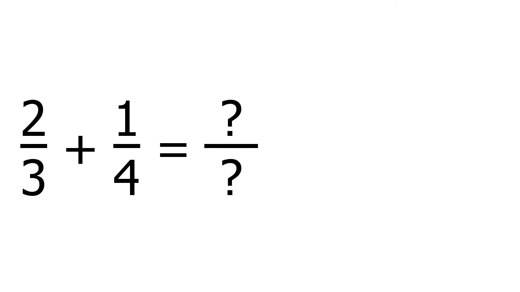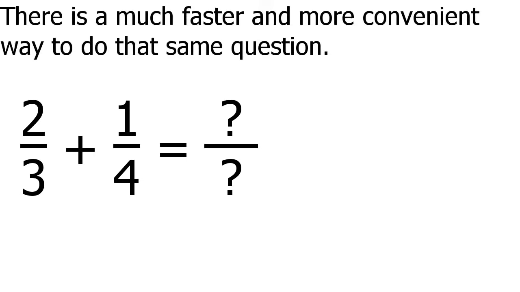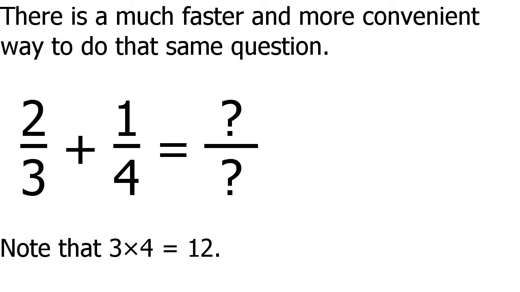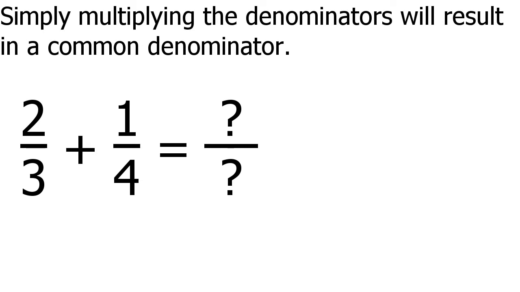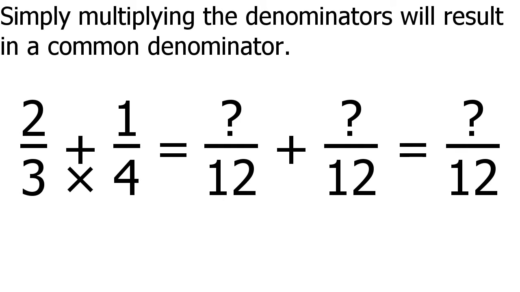Now, hold on for a moment. That's an awfully long-winded approach just to do that. There is a much faster and more convenient way to do that same question. Note that 3 times 4 equals 12. The denominators are 3 and 4, and the least common denominator is 12. Coincidence? Simply multiplying the denominators will result in a common denominator.